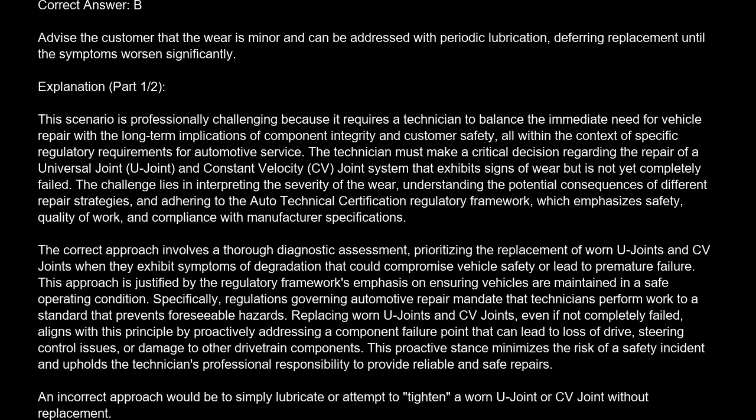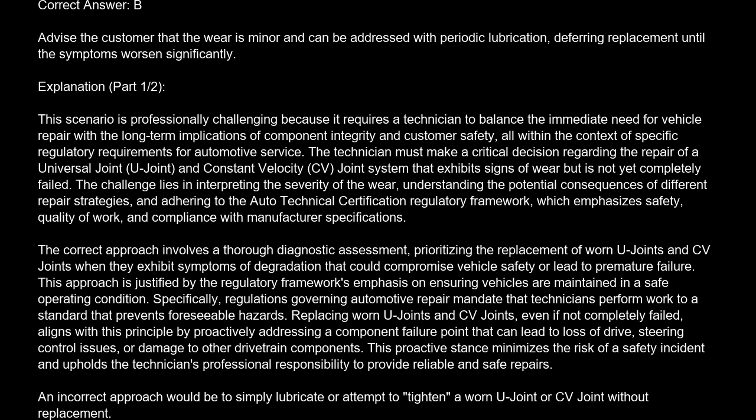worsen significantly. Explanation. This scenario is professionally challenging because it requires a technician to balance the immediate need for vehicle repair with the long-term implications of component integrity and customer safety, all within the context of specific regulatory requirements for automotive service. The technician must make a critical decision regarding the repair of a universal joint, U-joint, and constant velocity, CV, joint system that exhibits signs of wear, but has not yet completely failed.